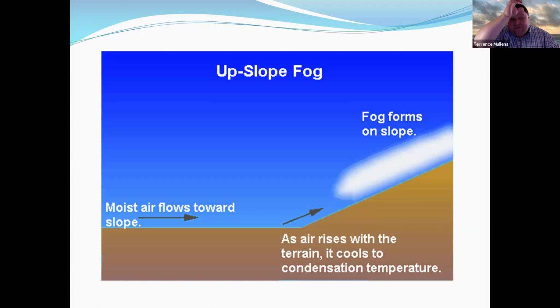And what's actually really cool is that this upslope fog is why we have all of these green trees in the Santa Cruz Mountains. Those trees actually feed off of that upslope fog. So kind of a cool fact to know about.